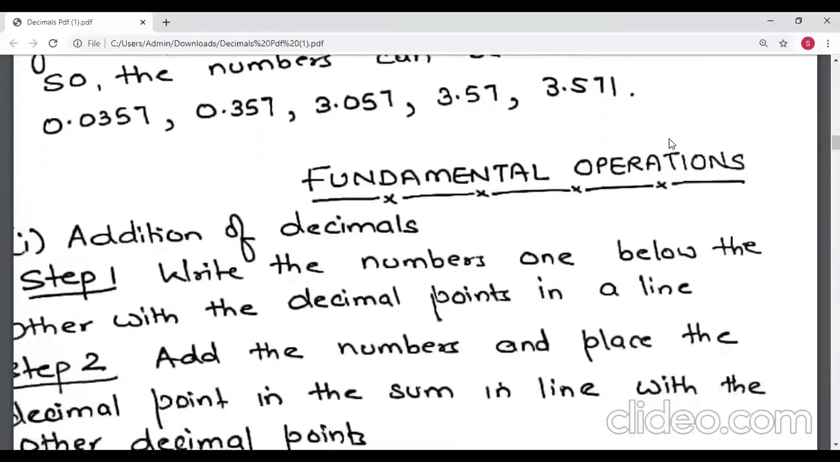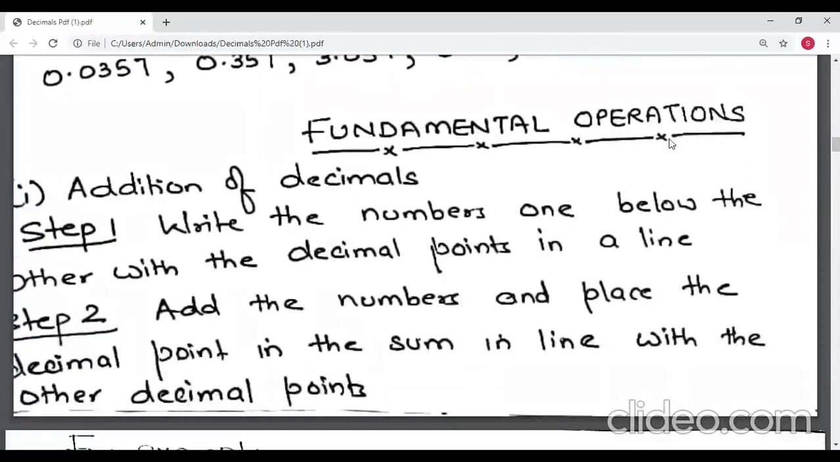Now the next topic is fundamental operations. Fundamental operations will include addition, subtraction, multiplication and division of decimals. We will study addition of decimals first. How to add the decimals? Let me explain it to you by the steps.